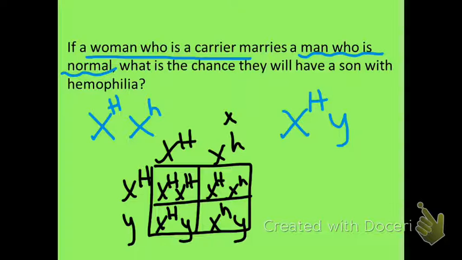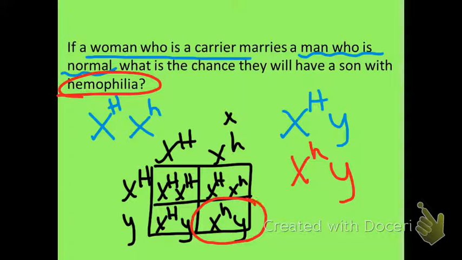But let's look at the H's and see the chance they will have a son with hemophilia. To be a son, you have to have the genotype XY, so that's a boy. And if he has hemophilia, we know on his X he has to have a little h. We can look closely here and see that this last box meets that criteria. So that means we're going to have a 25% chance of having a son who has hemophilia.